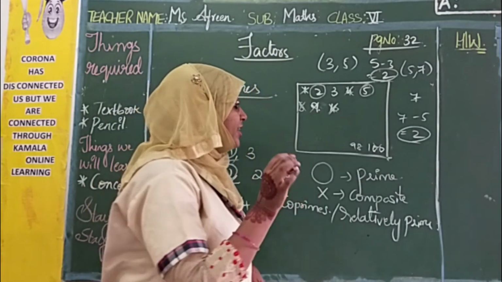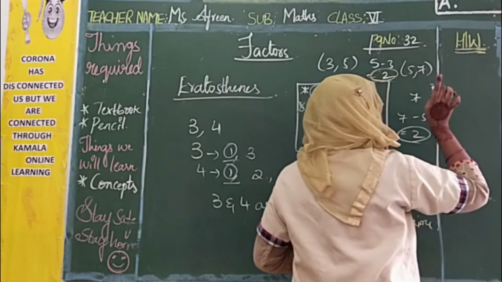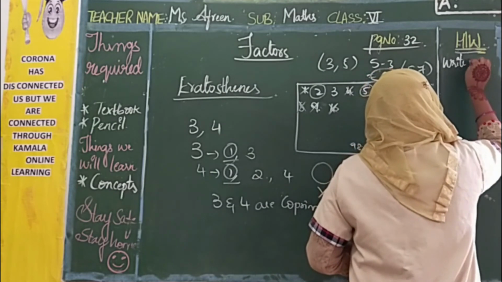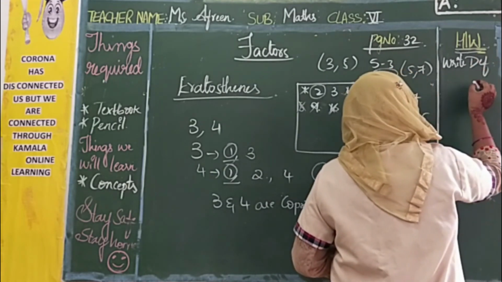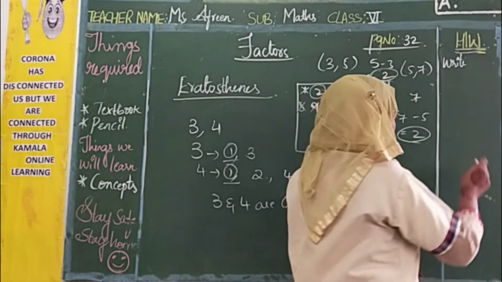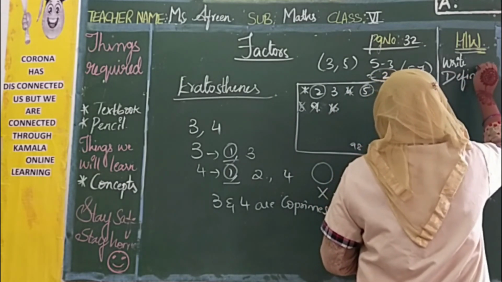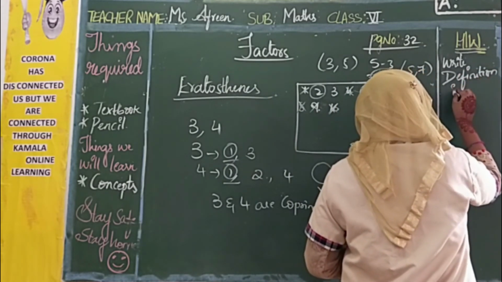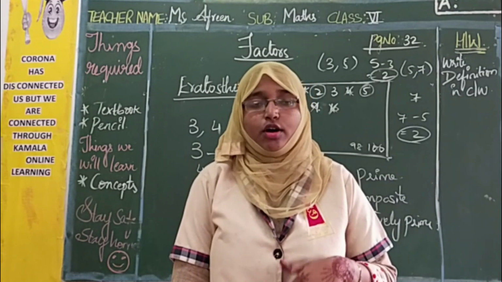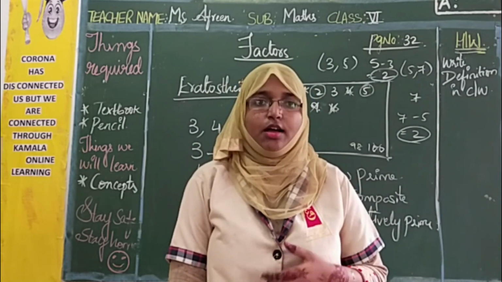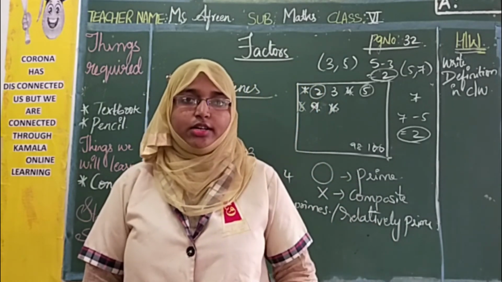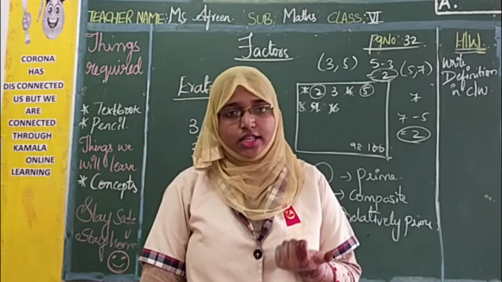And what is your work today? Writing definitions is your work. Not only writing, please learn and write. Write the definitions in your classroom. Not only writing, you should learn what the definitions are, what is meant by factor, co-primes, relative primes or twin primes, what prime and composite numbers are, and how to find common factors. All these are very important. You need to learn all the divisibility rules and all these definitions.